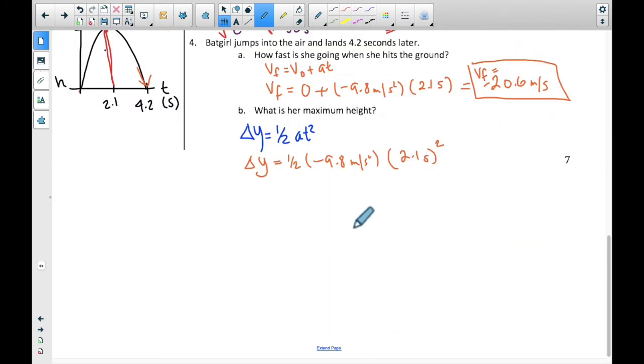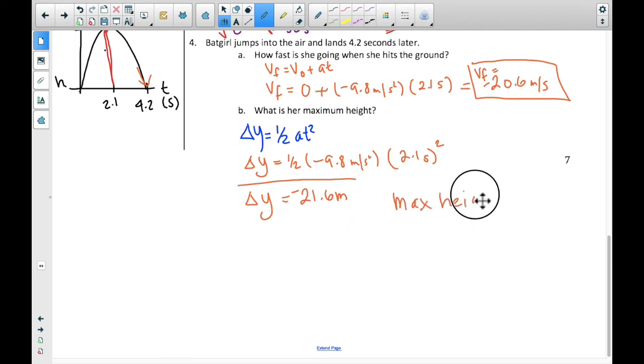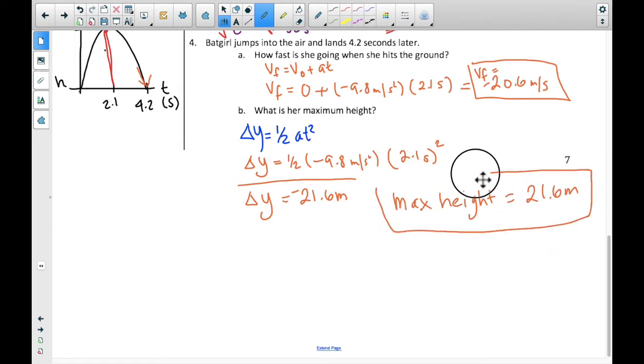So now if I get out my calculator and I plug these numbers in and see what I get, once again, the seconds squared and the seconds squared cancel, and I get 21.6 meters. And once again, the delta, the change, is negative, but her max height, I might write this over here, her max height is the positive version of that because that's where she started in this problem. The change was she lost 21.6 meters because she came down, but the height itself is just 21.6 meters. Okay, let's turn the page.